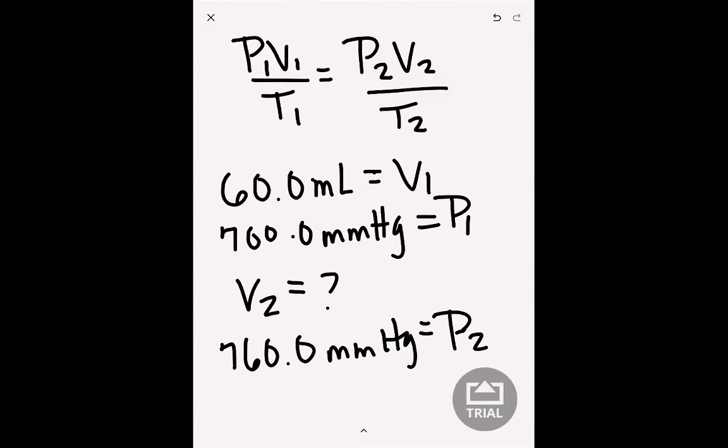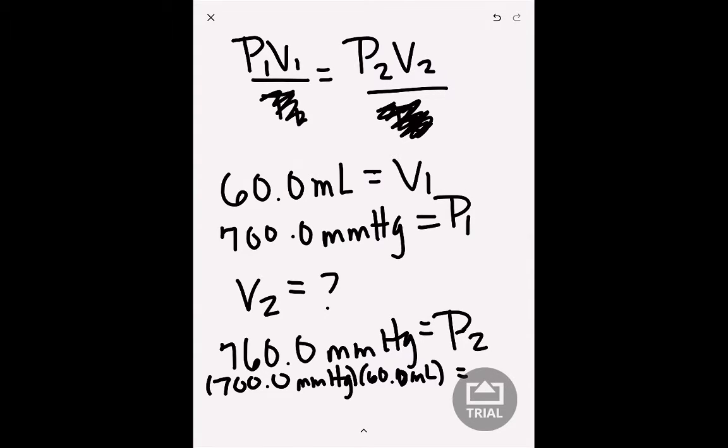So we'll notice we have P and V. We're saying nothing about T, so T must be constant. Therefore, this is Boyle's Law. P1V1 equals P2V2. So our P1 is 700, our V1 is 60, and our P2 is 760. And our V2 is what we don't know.